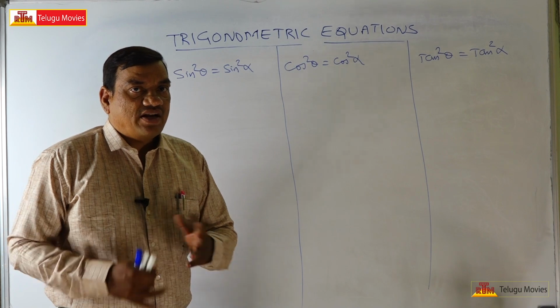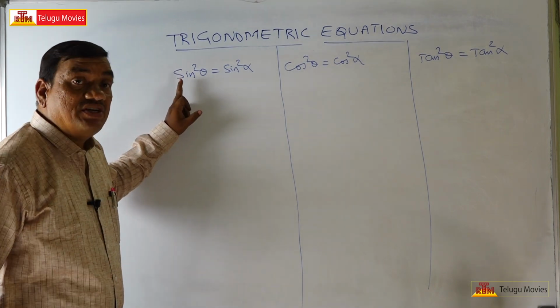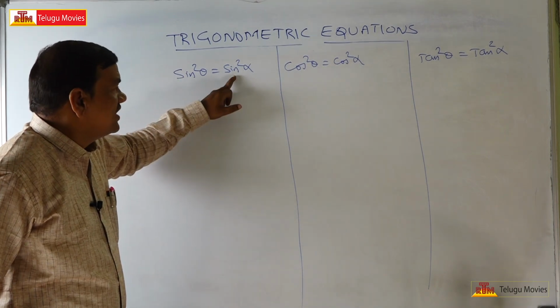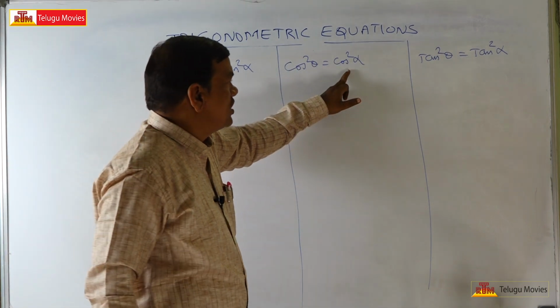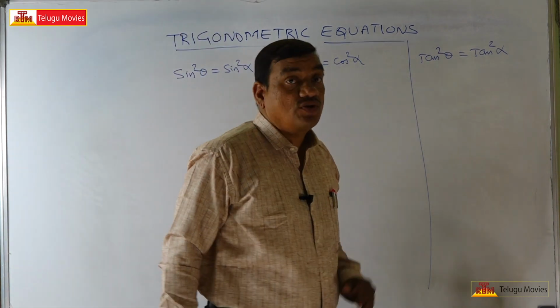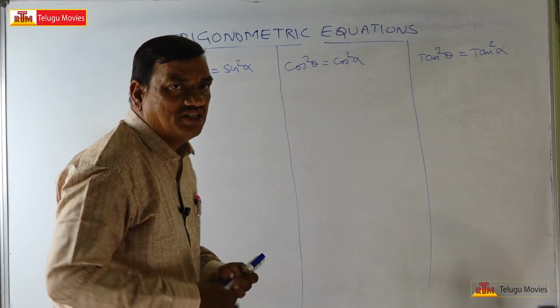Dear students, welcome back. If the equations are of this type, sin square theta is equal to sin square alpha, cos square theta is equal to cos square alpha, tan square theta is equal to tan square alpha, how to solve it? Okay, very easy to solve.